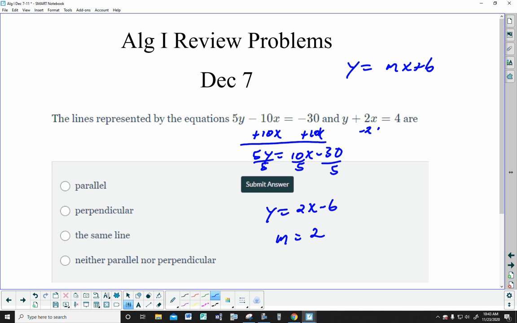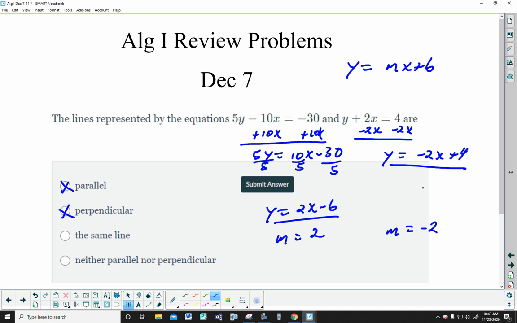I do the same thing here. Move any x's over, and you get y is equal to negative 2x plus 4. So the slope of that line is negative 2. First, they're not the same. Are they, for perpendicular, are they opposite sign? Yes, but are they reciprocals? No. Are they exactly the same equation? Nope. So that means they're neither parallel nor perpendicular. Okay?